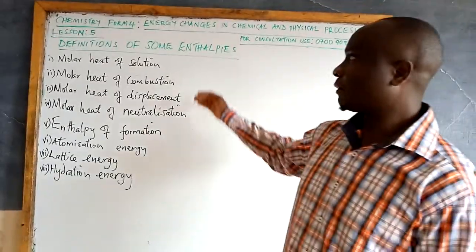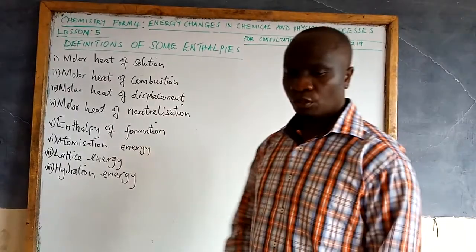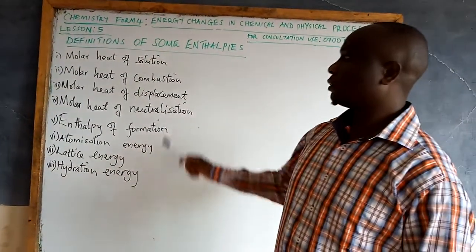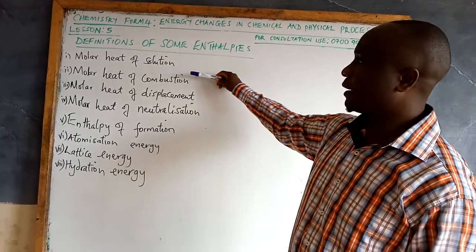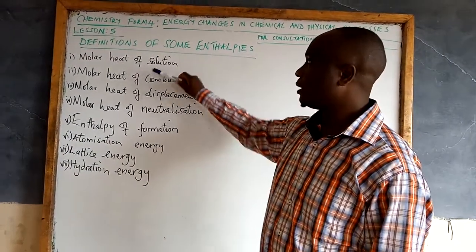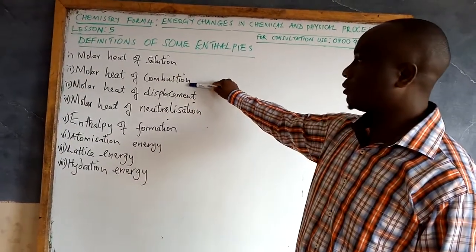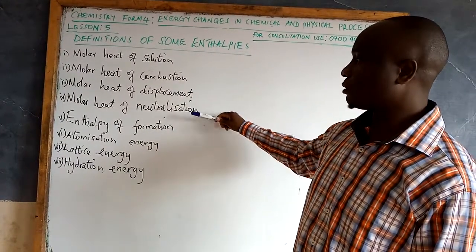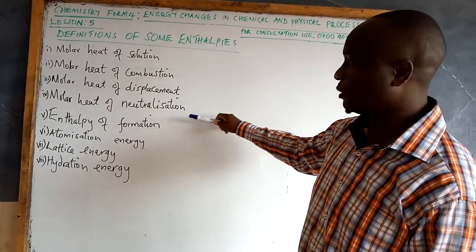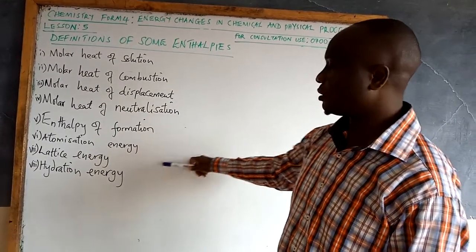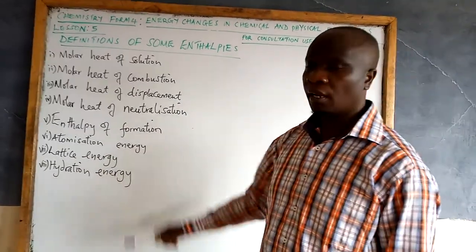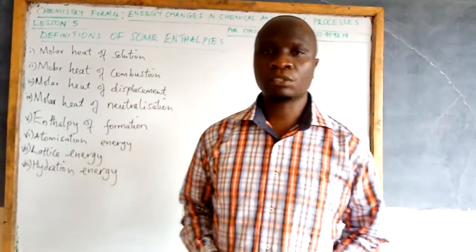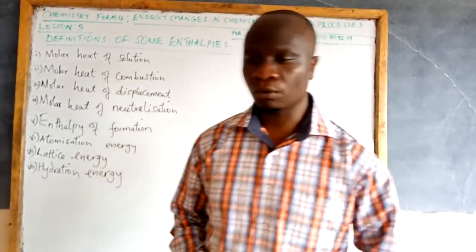So in lesson number 5, we are going to look at the definition of some terms or some enthalpies. The enthalpies that we are going to define are the following: molar heat of solution, molar heat of combustion, molar heat of displacement, molar heat of neutralization, enthalpy of formation, atomization energy, lattice energy, and hydration energy. Let me bring these closer to the screen so that as we discuss, you also read along.